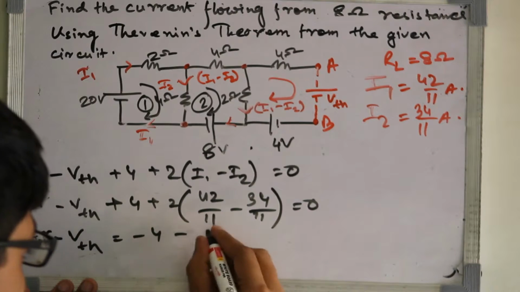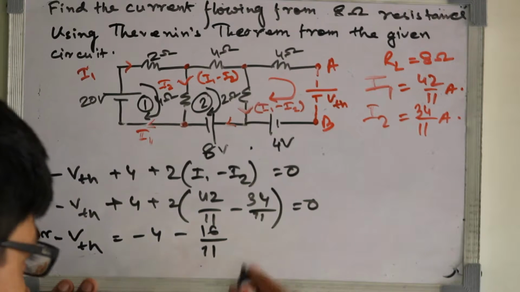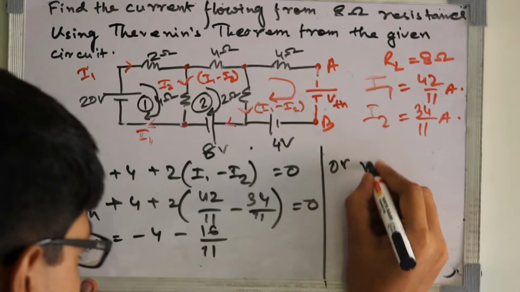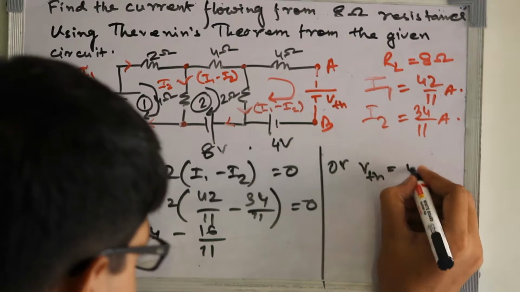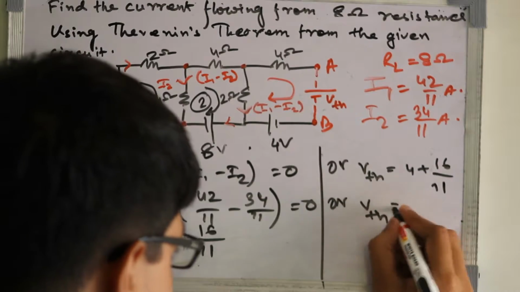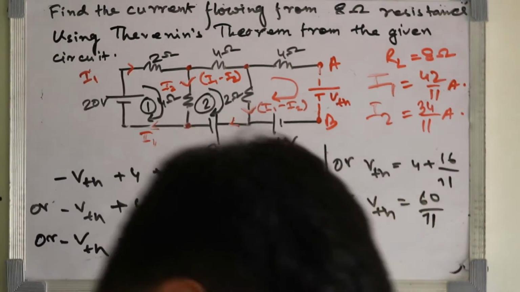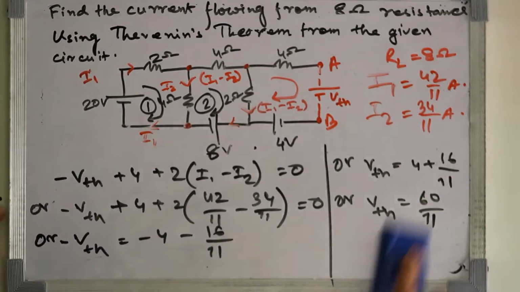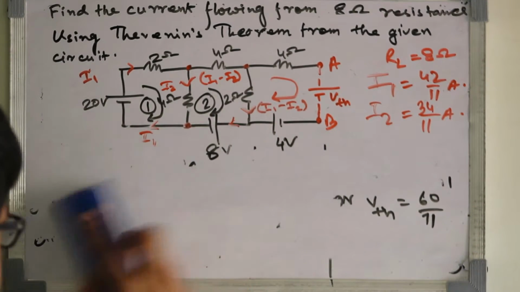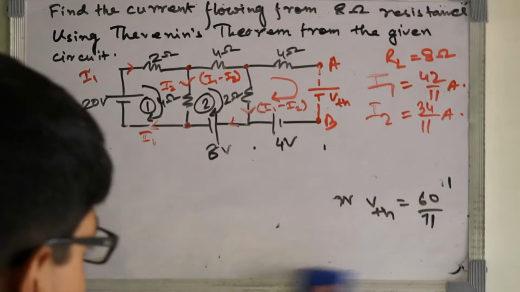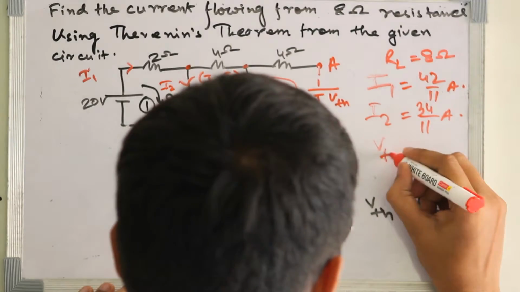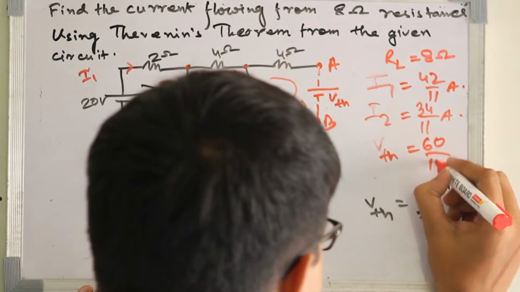Or VTH equals 4 plus 16 upon 11, or VTH will be 60 upon 11. Okay, so we got the value of VTH. So we will write it again here. The value of VTH is 60 upon 11 volt.